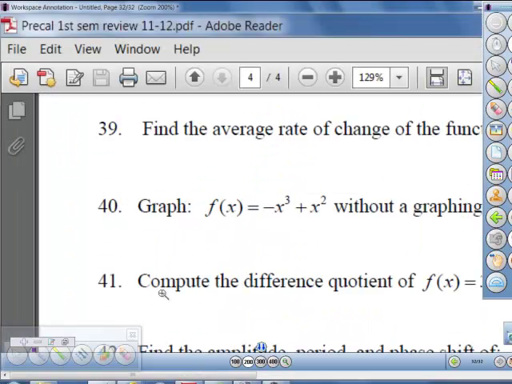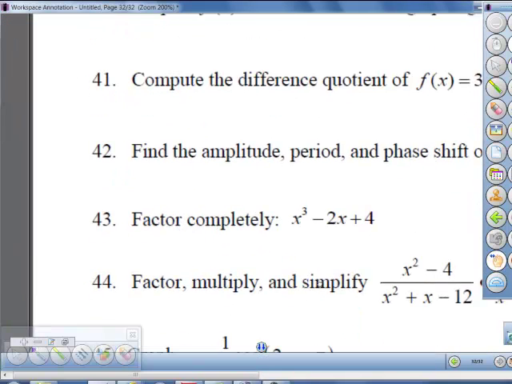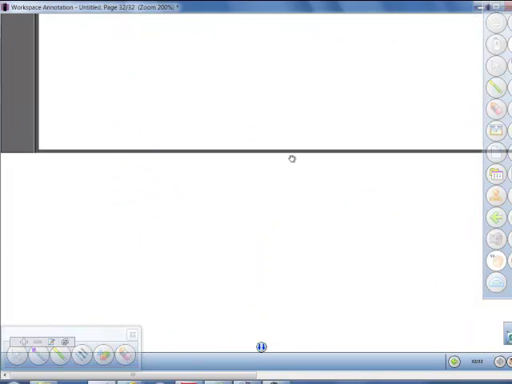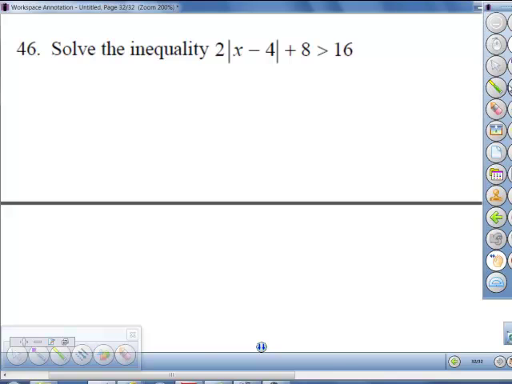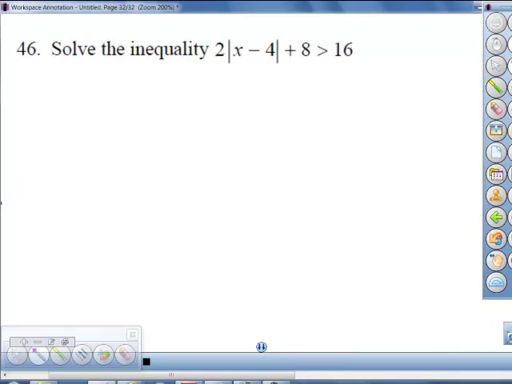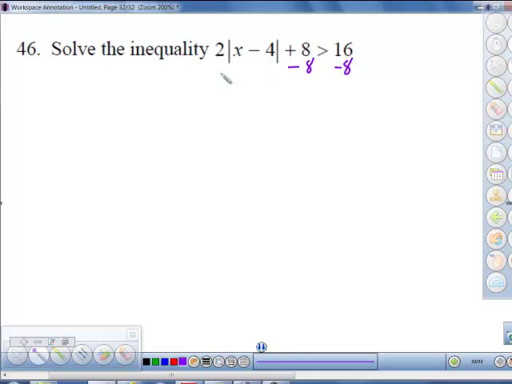All right, last one. It says solve the inequality. So in order to solve the inequality, you want to get the inequality by itself. First I'm going to subtract 8, and then I'm going to divide both sides by 2.